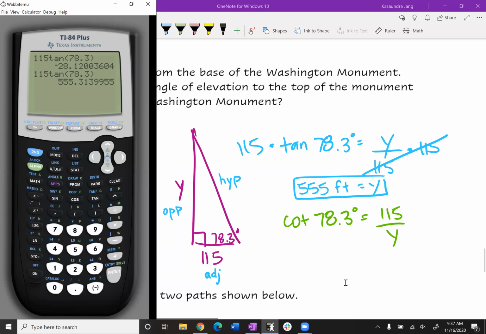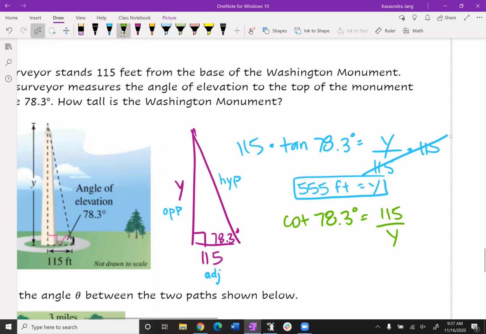If you did the cotangent, I should be able to get the same thing, really. It just would take me an extra step. I would have to multiply the Y over to the other side first, and then divide by the cotangent of 78.3. But let's check this out. Let's see if I get the same thing.